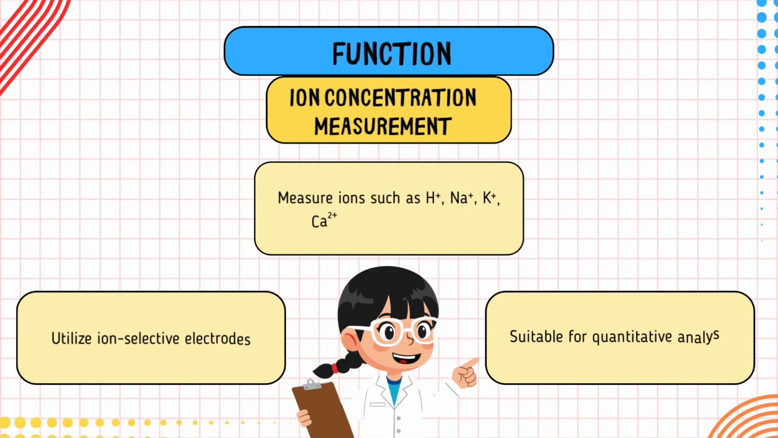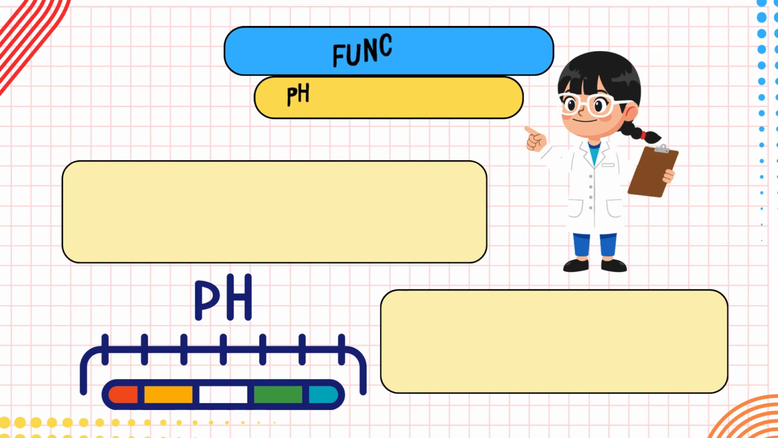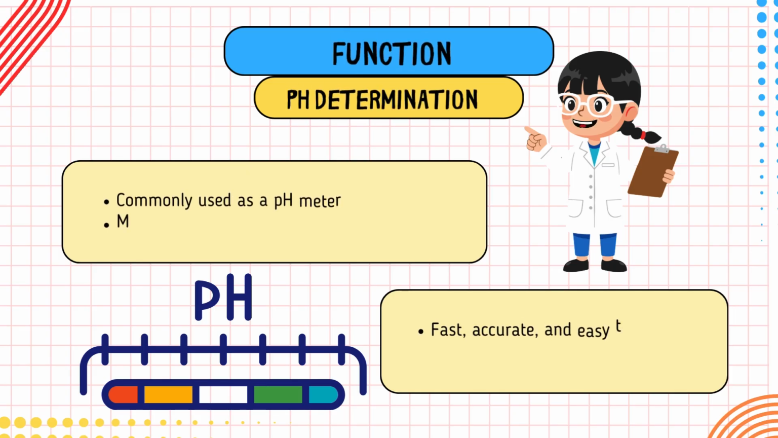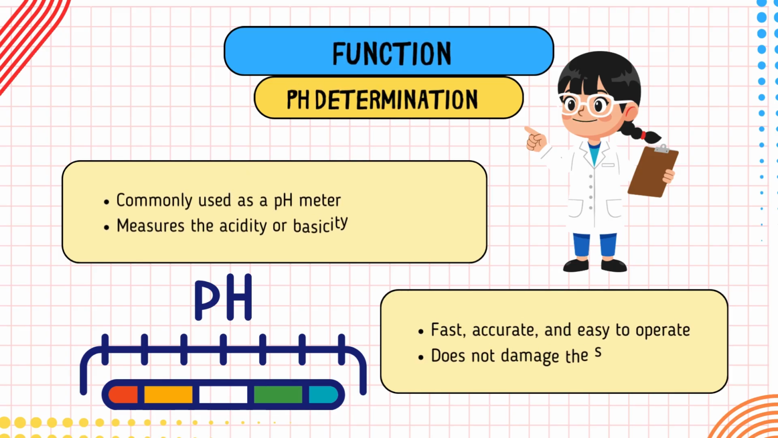Potentiometry can measure ions such as hydrogen, sodium, potassium, and others. This measurement uses ion-selective electrodes, and the results follow the Nernst equation, making it suitable for quantitative analysis. Potentiometry is commonly used as a pH meter. It measures the acidity or basicity of a solution quickly and accurately. This method is easy to use and doesn't damage the sample.